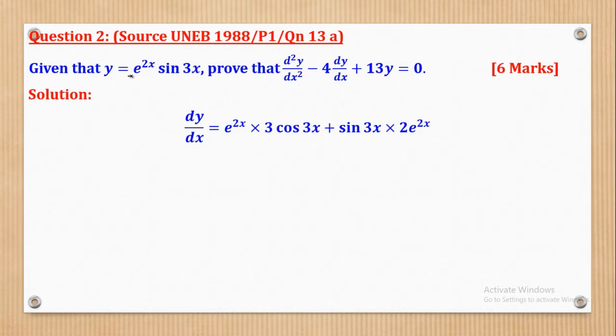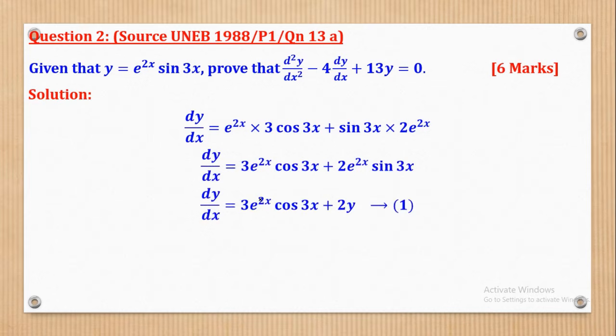The product formula says keep this constant and differentiate this. So when I differentiate that, I'll come up with 3 cos 3x. Then plus, keep this constant, which is here, and differentiate this. So when I differentiate this, I'll come up with 2e to the 2x. So this e means an exponent, exponential. So I can try to simplify to come up with that. And the good thing, I know that e to the 2x sin 3x is the same as y. Therefore, this one will be replaced by y. That will be equation 1.